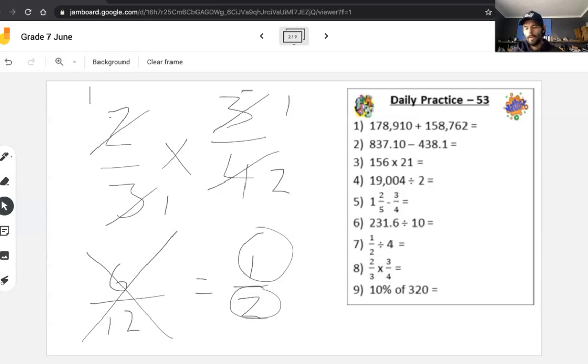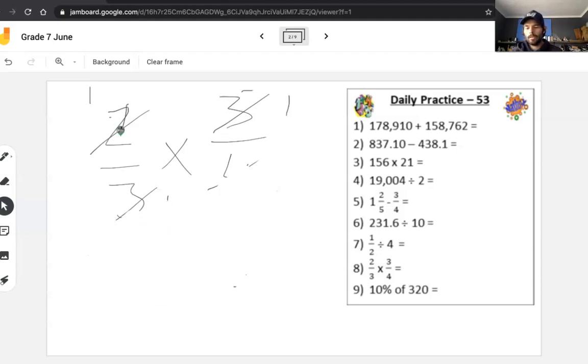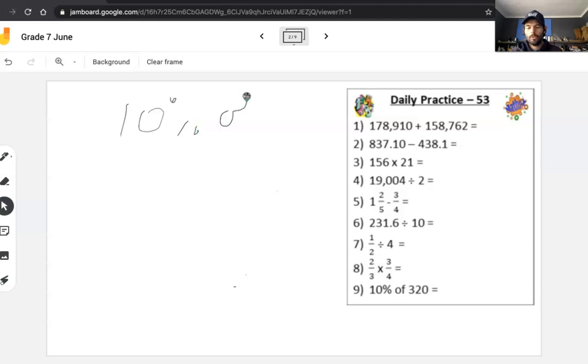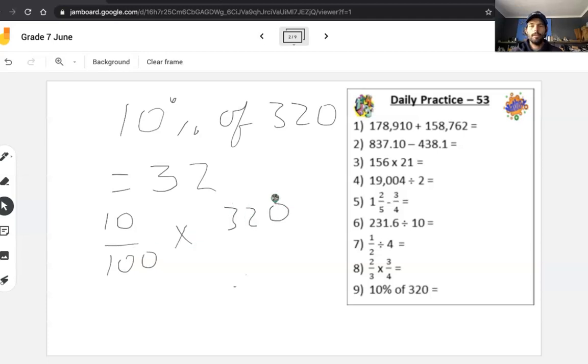Okay? And then your last question is to find 10% of 320. And I've always said my preferred method to find 10% is to simply divide 320 by 10. And that's going to give us 32. All right. Alternatively, you could say 10 over 100 multiplied by 320 over 1. We know that 10 over 100 is 1/10.